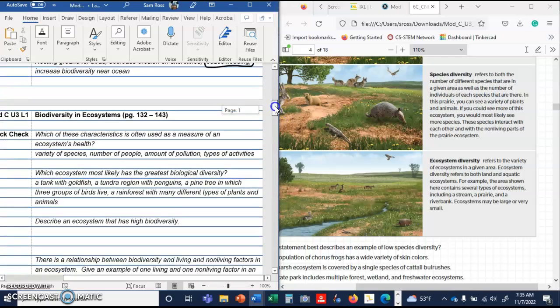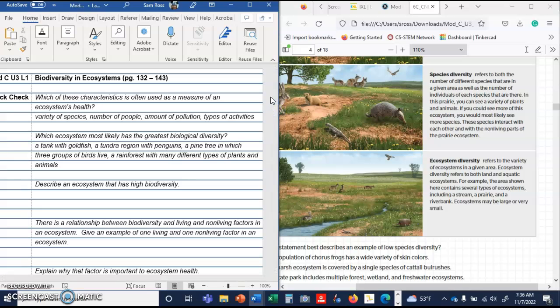Okay, and then we have another quick check. Which of these characteristics is often used as a measure of an ecosystem's health? And that would be the variety of species is often used as a measure of the ecosystem's health. And then which ecosystem most likely has the greatest biological diversity? So a tank, a tundra, a pine tree, a rainforest. So we're going to go with the rainforest.